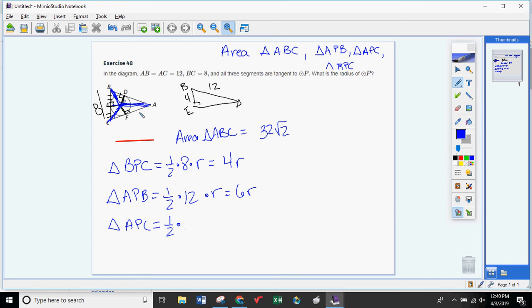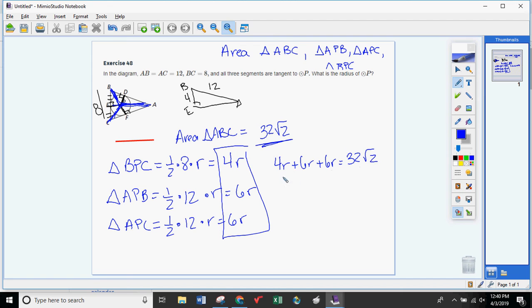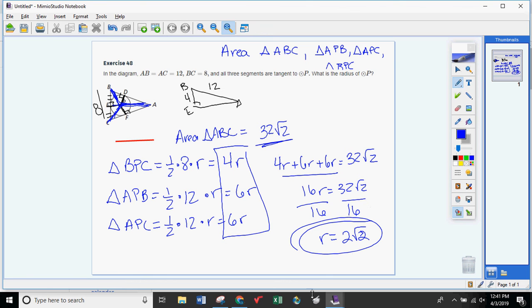So I could do, I guess I could do side, side, side. But in case you don't see it, these three added up have to equal this. So 4R plus 6R plus 6R equals 32 radical 2. So this is 16R, divide both sides by 16, R equals 2 radical 2. So if you got this, congratulations.